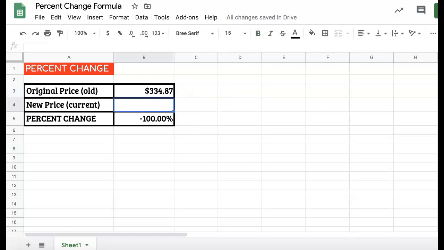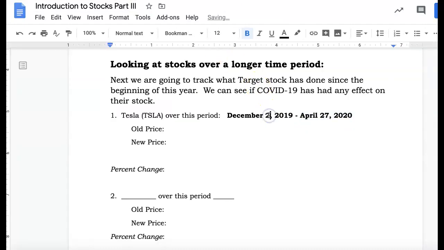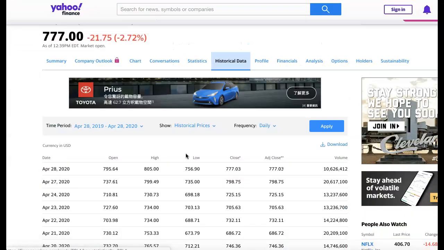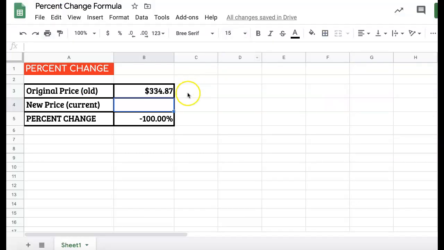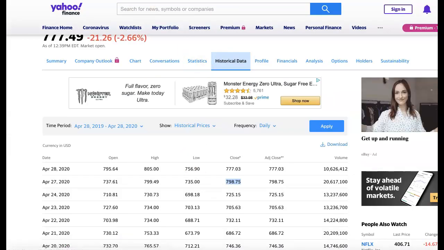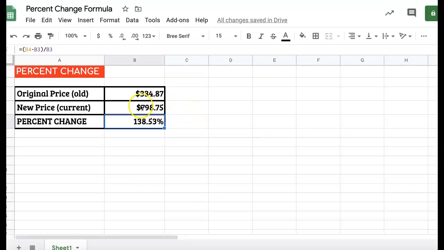Now let's see what it is now. Remember, I'm changing that to December 2nd because the first was a weekend. 334.87. And what is it on April 27th, 2020? Yesterday it closed at 798.75. So you see, it's higher now. In fact, more than double. It went up 138% from December until now.